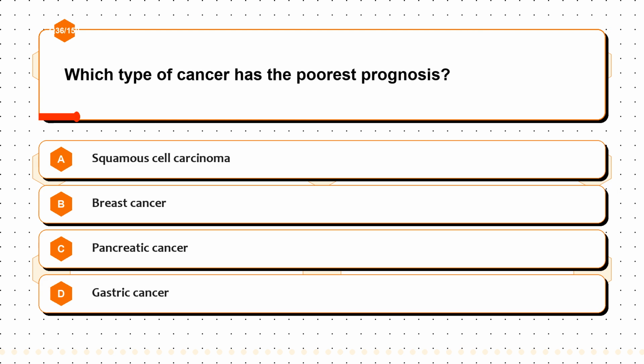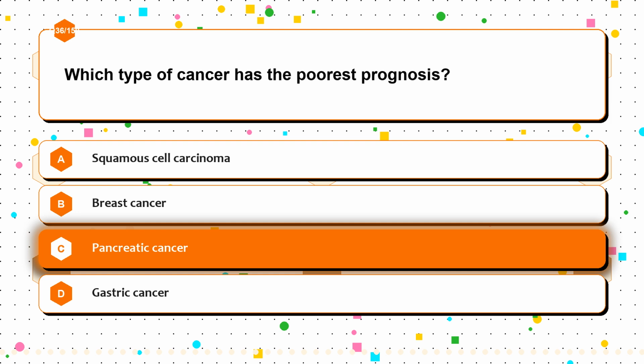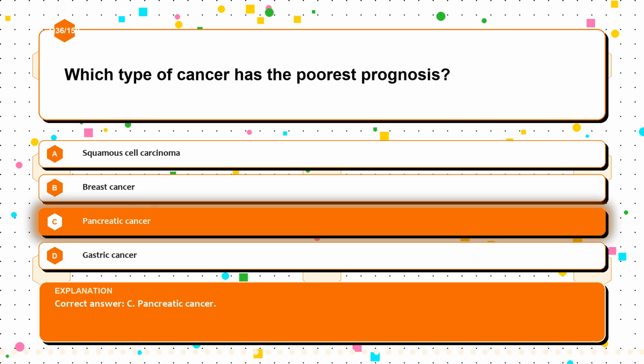Question 36. Which type of cancer has the poorest prognosis? Here are the options. Option A. Squamous cell carcinoma. Option B. Breast cancer. Option C. Pancreatic cancer. Option D. Gastric cancer. The correct answer is option C. Pancreatic cancer. Correct answer C. Pancreatic cancer.